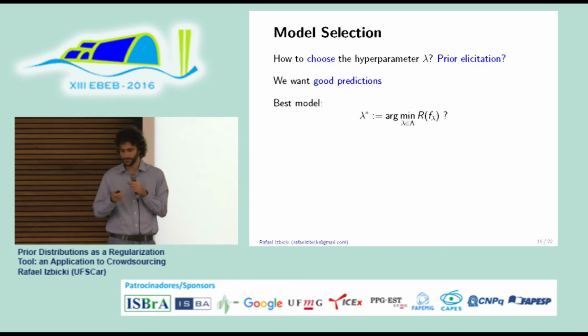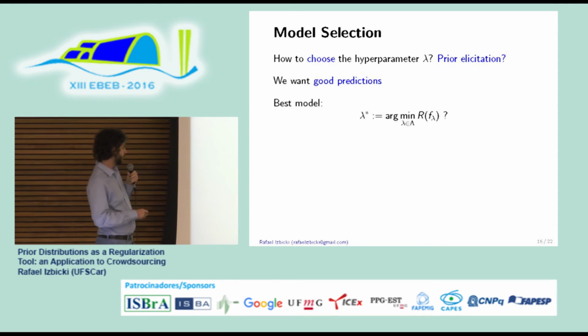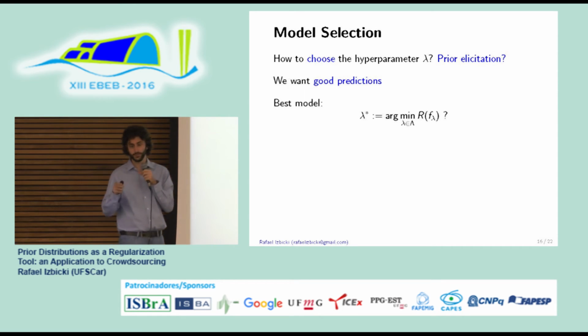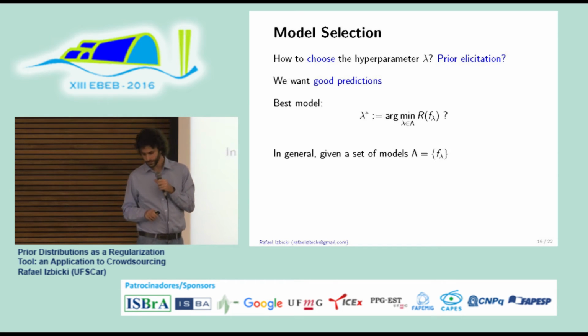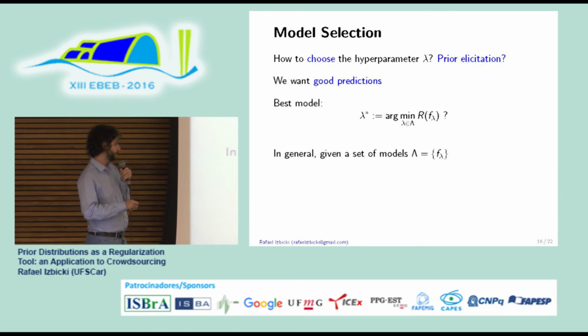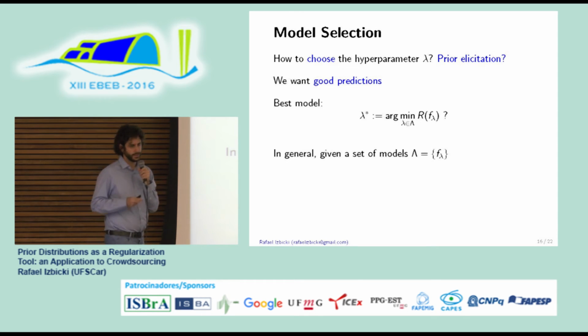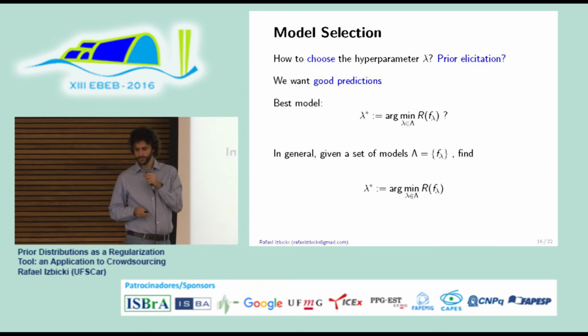They want good predictions. And so maybe a reasonable way of defining what's a good classifier here is to find the lambda which leads to the classifier that has smallest risk. That's what I argued before, because we are interested in the predictions. So what we did in this second part of the work was to answer a more general question, which is: given a set of models, big Lambda, which are indexed by this lambda, it can be models that you get using different priors or different likelihoods, any models you want, how do we find the model that has smallest risk?